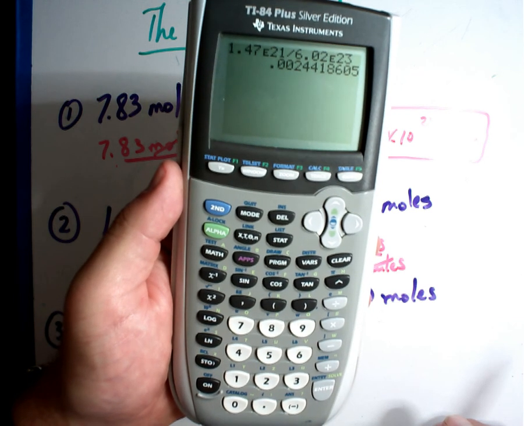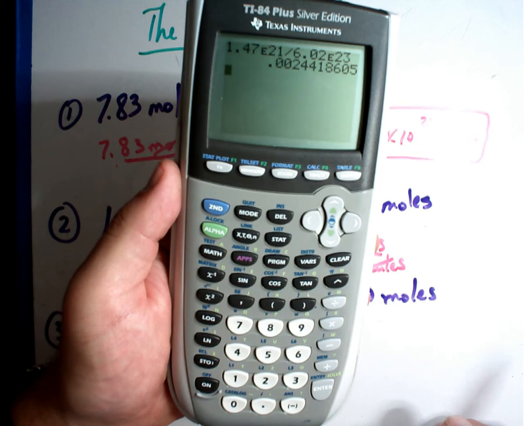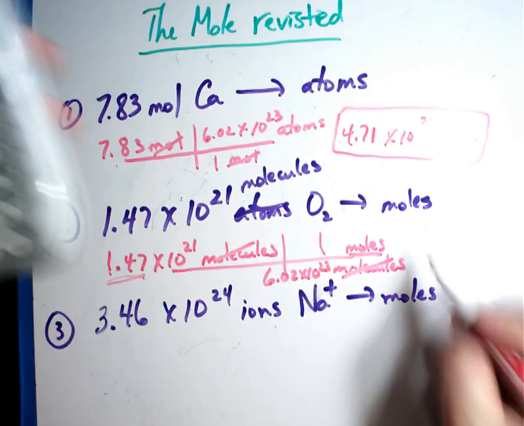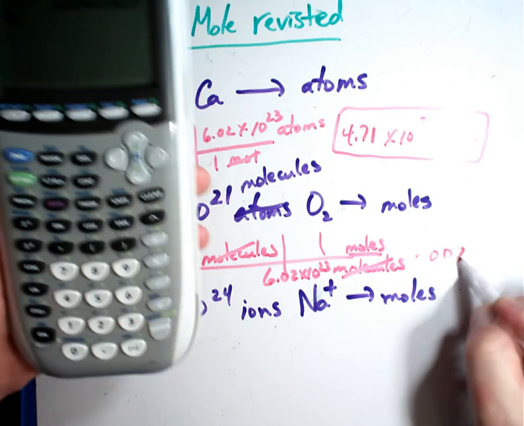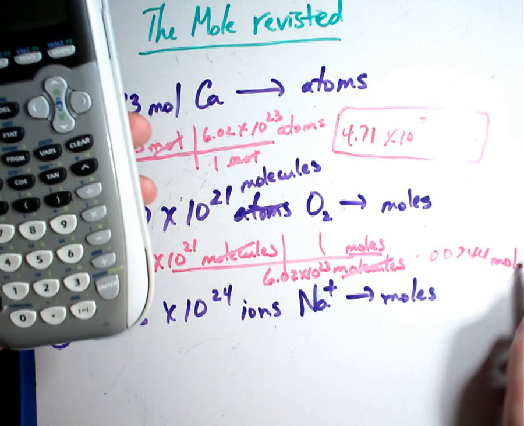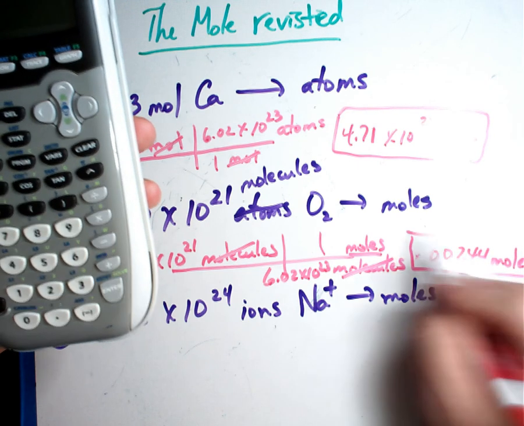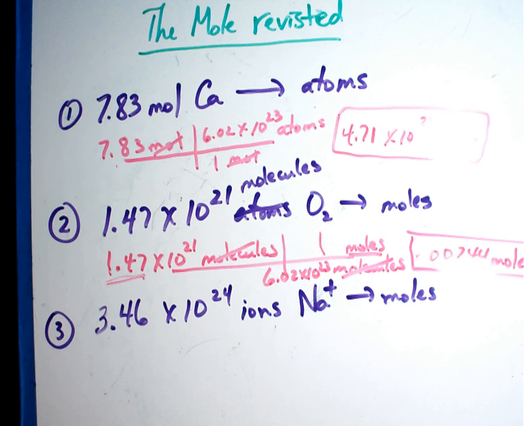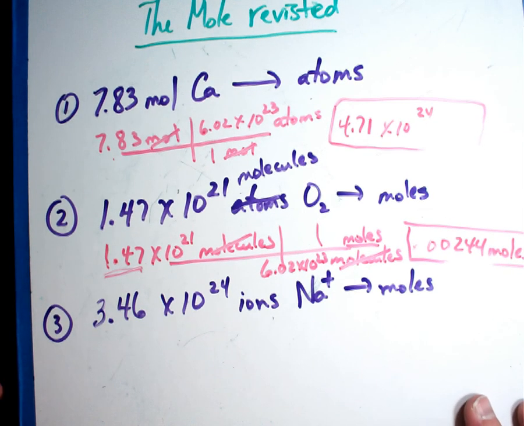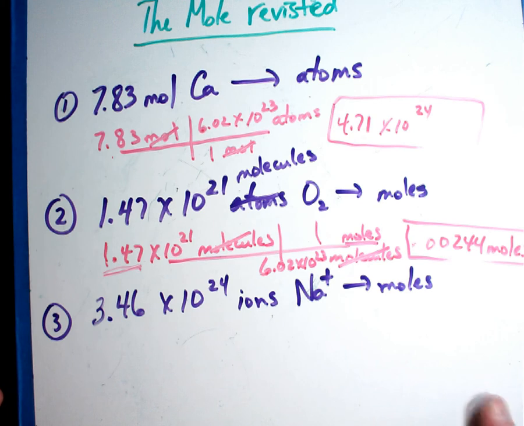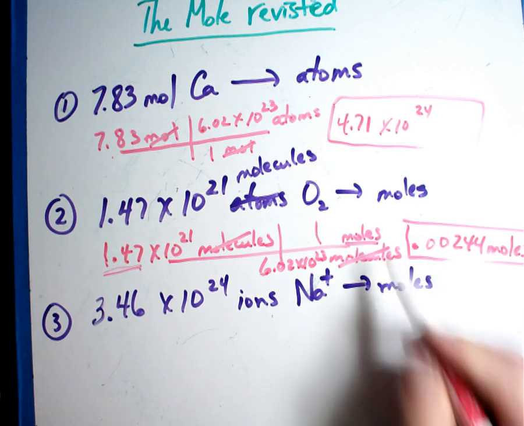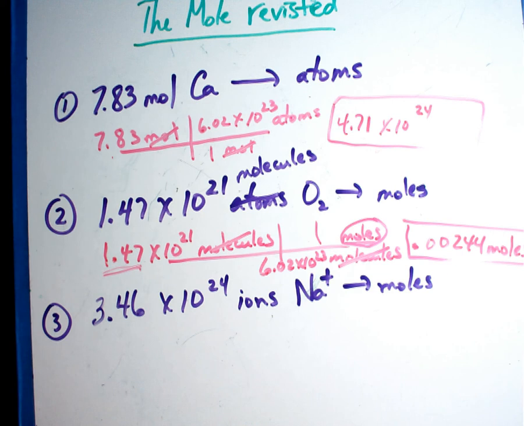So the answer is 0.00244. And that's my answer, 0.00244 moles. Question is, how do I know my answer is in moles? Very simply. Move it up so you can see the number a little bit better. Okay, a little bit more. Okay, how do I know that's my answer? It's the only word that's not marked out. So my answer has to be in moles. So I know that's the answer to the correct number of sig figs.